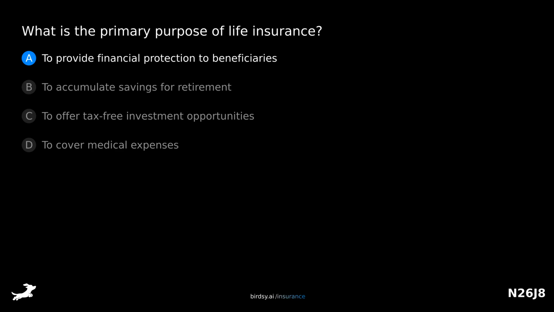Is it A, to provide financial protection to beneficiaries? B, to accumulate savings for retirement? C, to offer tax-free investment opportunities? Or D, to cover medical expenses? The answer is A, to provide financial protection to beneficiaries.